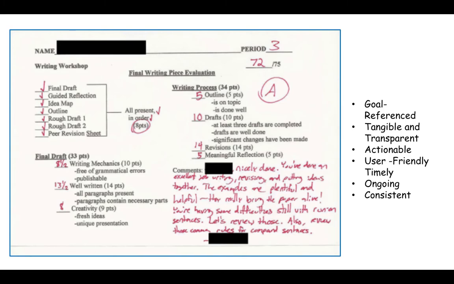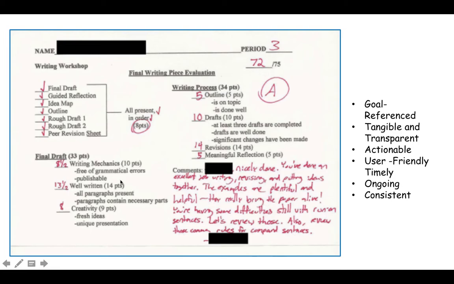So let's look through this here. We clearly have a writing workshop, and we have some pretty clear goals. So we're checking through a final draft down to peer revision, and we have a writing process. So it seems to be pretty goal referenced. Given the fact that this is summative, it's hard for me to really analyze, well, what do I do next? Mainly because this is a really good grade.